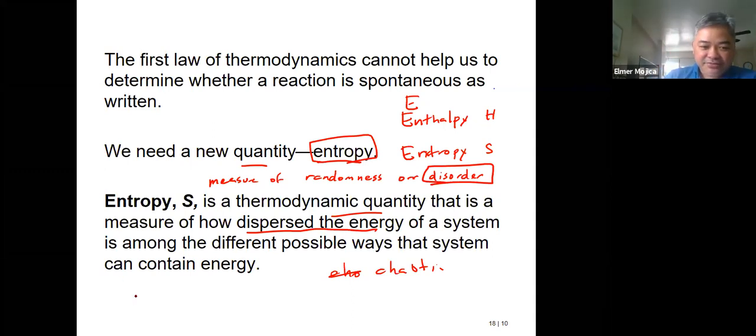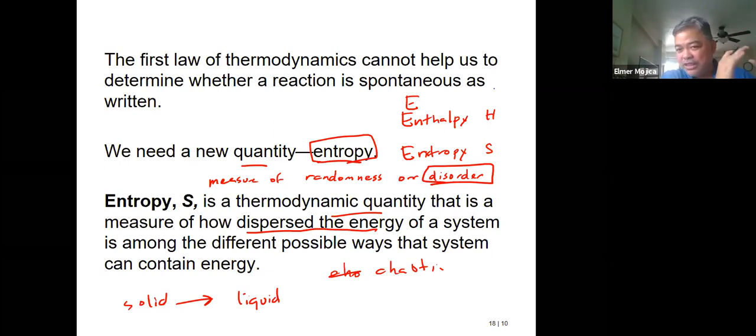So solid becoming what? Liquid. So this is more disordered compared to this one. Am I right? Because solid is arranged in its own what we call the lattice. Liquid is a little bit more disordered. That's why solid has what? Definite shape, definite volume. For the liquid, it's just definite volume, but not definite shape.